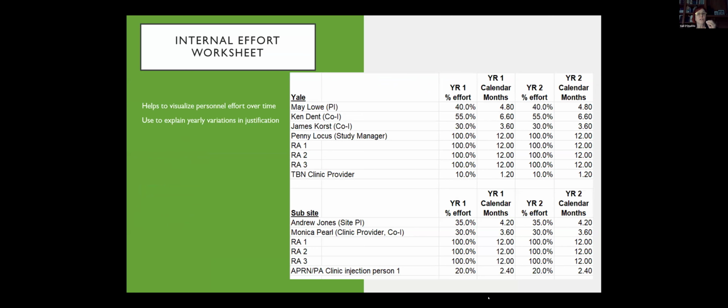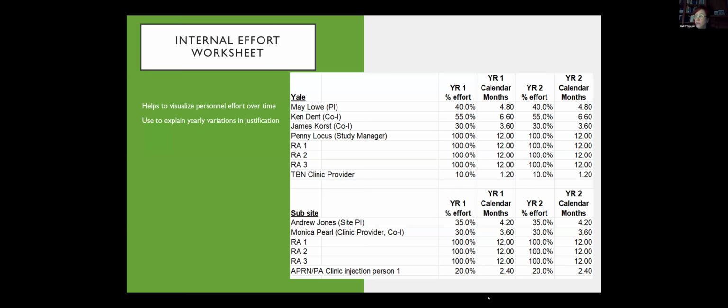This is also an internal worksheet which helps you understand that you have all the efforts correct, and the internal calendar months and the efforts, and that all will roll over again into your main document. And also, it helps you write your budget justification, because you can't have really weird variations in people's efforts. But trust me, they will always have variations because of the way the money flows.